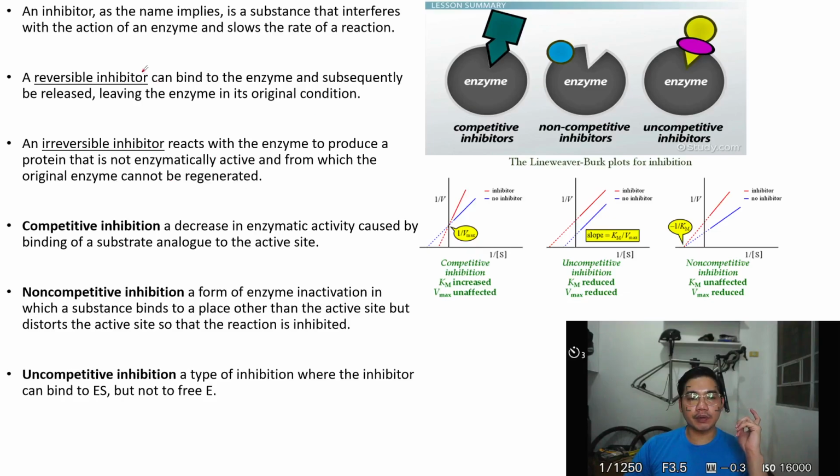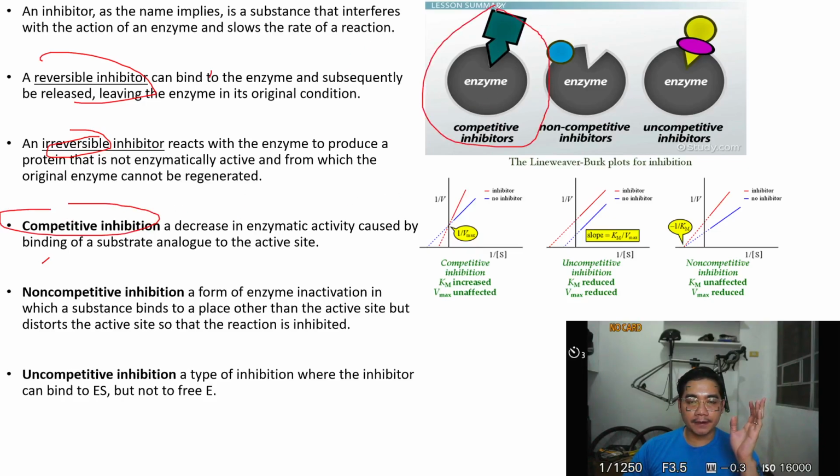An inhibitor simply means that it inhibits the action of the enzyme. We have reversible and then irreversible inhibitors. So we have different types of inhibition. We have competitive, meaning it binds to the active site of the enzyme. So the substrate can no longer attach there. So to reverse this, we just need to increase the concentration of substrate so that there will be an increase in affinity of the substrate to the active site compared to the inhibitor.